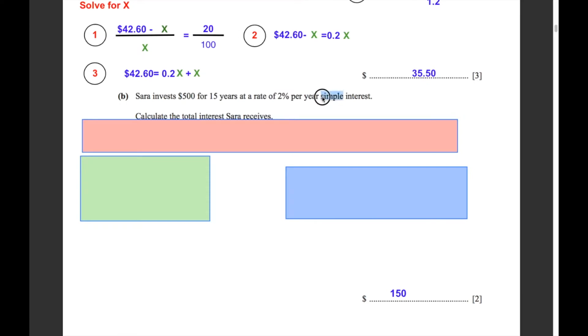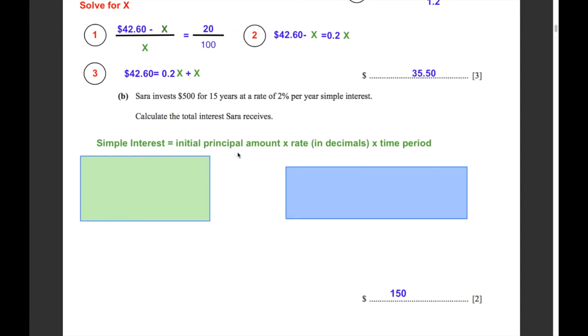Now the good thing about the simple interest formula is that it gives us just the interest. It doesn't involve the original money that you invested as well. So in this case, they're just asking us for the total interest, nothing else. So that's a good thing.